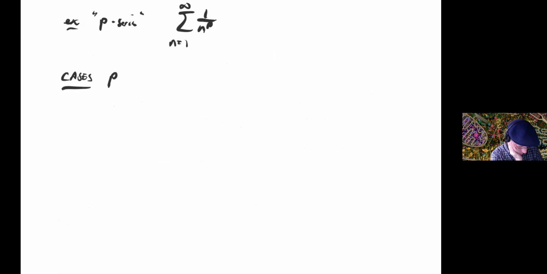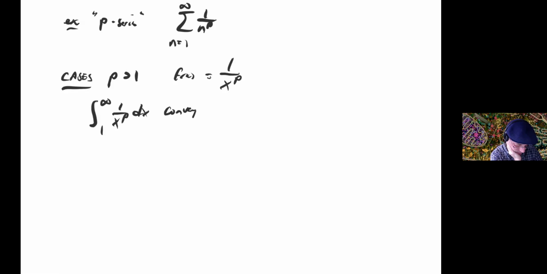p bigger than 1, as an example. Well, then we're going to compare it to f of x equals 1 over x to the p, which is indeed decreasing and continuous on the interval in question, 1 to infinity. And we know that the integral from 1 to infinity of 1 over x to the p dx converges if p is bigger than 1. So that means that the summation of 1 over n to the p converges in this case, if p is bigger than 1. So that's the case p bigger than 1.